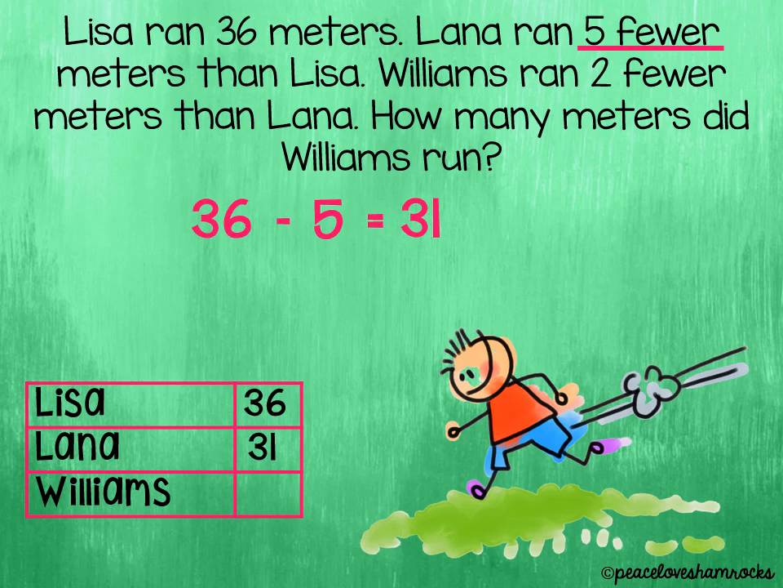So my next part says that Williams ran 2 fewer than Lana. Well, we know that Lana ran 31 meters. So I'm going to subtract 2 because it says that Williams ran 2 fewer than Lana. And if I subtract 31 minus 2, I'll know that Williams ran 29 meters.